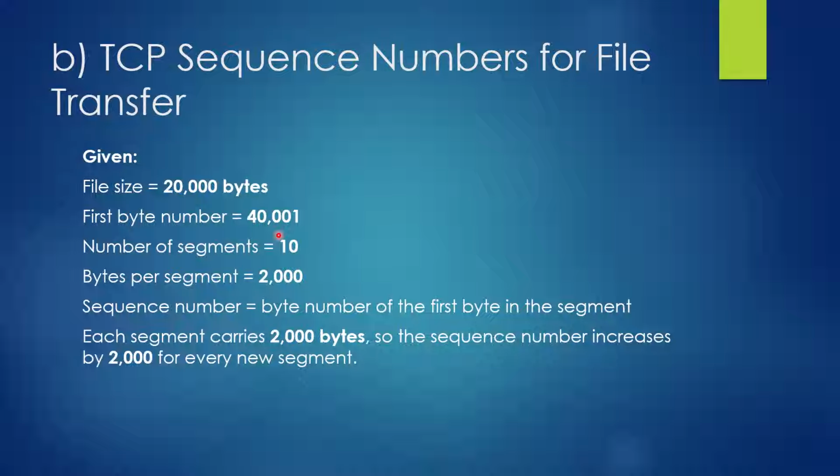Sequence number is equal to the byte number of the first byte in the segment. Each segment carries 2000 bytes, it is given in the question. So the sequence number increases by 2000 for every new segment. What is the first byte number? 40,001. After adding 2000, the sequence number increases for the new segment. We need to calculate for 10 segments. If the first byte number is 40,001, then what will be the second? By adding 2000, we get 42,001. Similarly, we have to do it for 10.